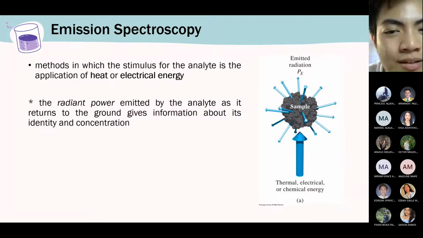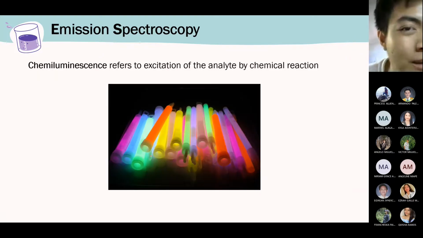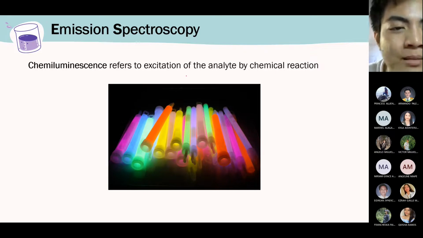Something happens to the matter so that it can release light. You can either heat it or you can do chemical reactions. But chemical reactions, we call that chemiluminescence.